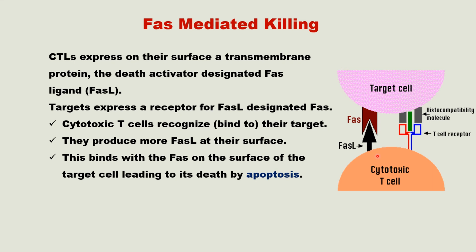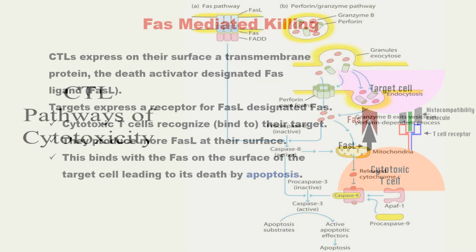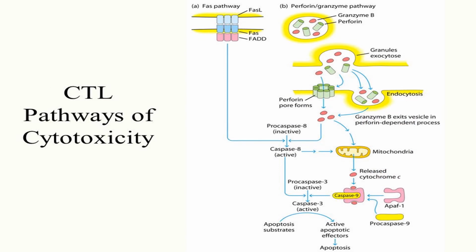So the ultimate aim of these two mechanisms of killing is killing of the target cell by apoptosis. So they can stop spreading of this infection to neighboring cells. Okay. So cytotoxic T lymphocytes will kill the target cell by two pathways. One is the Fas pathway and another is the perforin granzyme pathway.